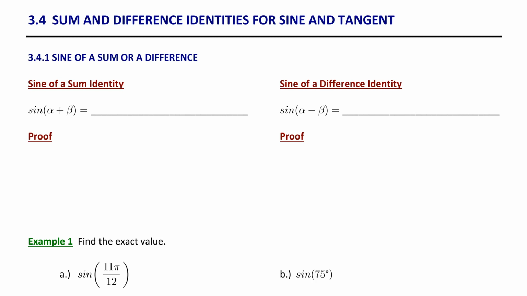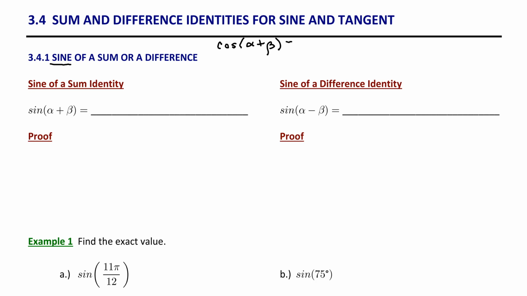To build on our library of known identities, we'll add the sum and difference identities for sine and tangent here in section 3.4. Let's begin with the sine of a sum or a difference. In order to learn all these detailed identities, it certainly helps to compare and contrast the formulas. For that reason, let's go ahead and record the sum and difference identities that we already know for cosine.